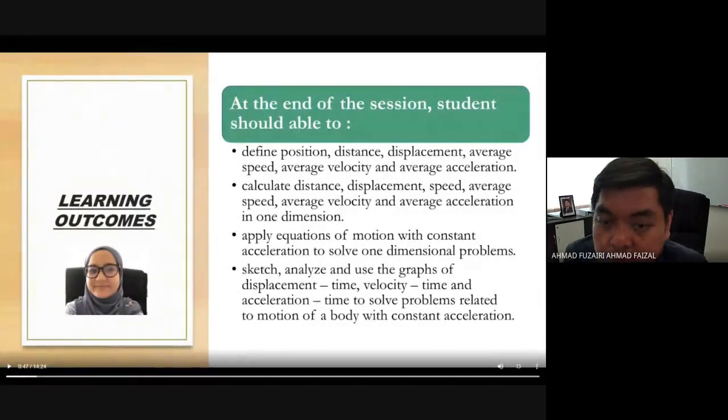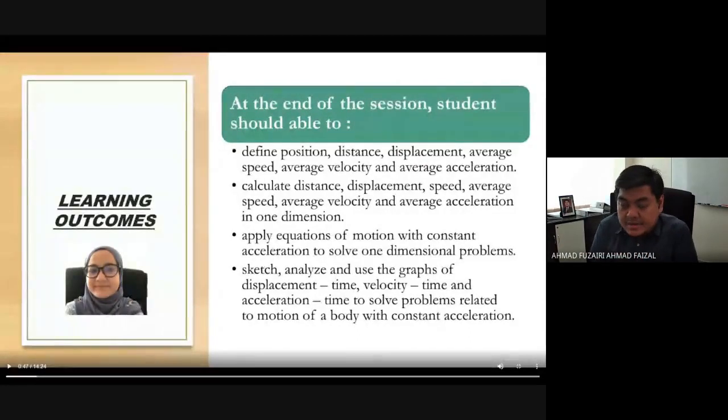At the end of the session, students should be able to define. Meaning that during your tutorial, you can also define and give definitions: distance, displacement, average speed, average velocity, and average acceleration. Of course, you need to calculate all the values, and you need to apply the equations of motion. At the end of this video, her video is the equation of motion that involves constant acceleration.